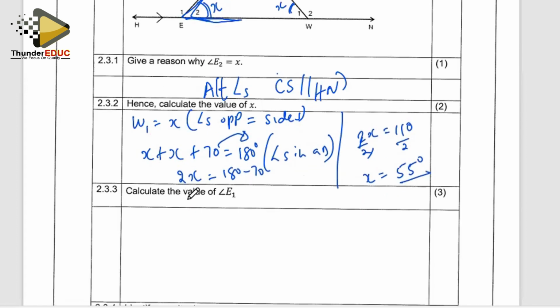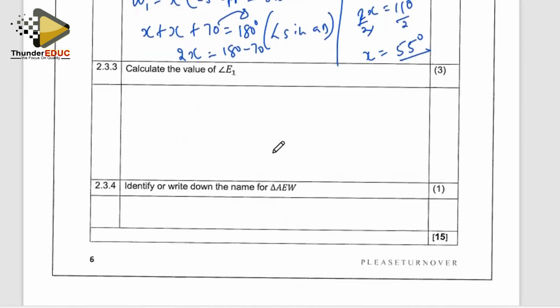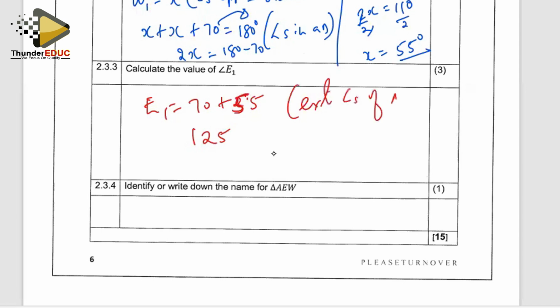All right. Then they want us to get the value of E1. Where is E1? E1 is this angle here. So you have a choice now since you have your x as 55. You can find your E1 by looking at this 70 and this 55, and then we form the exterior angle. Alternatively, you can look at the E1 and the E2, then those will be angles on a line. So the quick one will be E1 is equal to 70 plus 55. That gives me 125. So the reason here is going to be the exterior angle of a triangle.